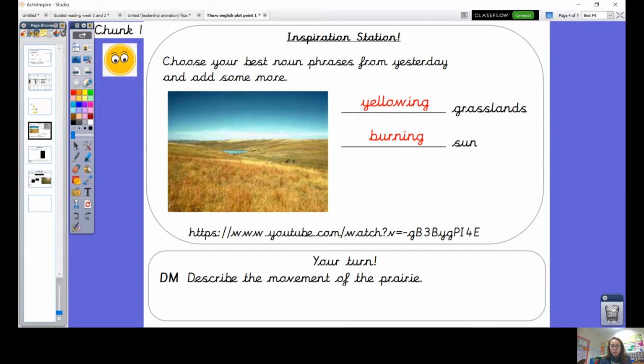Now, again, for those of you that don't know, with these sorts of lessons, we have a DM at the bottom, don't we? And that means deepening the moment. So that's for children that want to challenge themselves within this little chunk. So it's there if you'd like it.